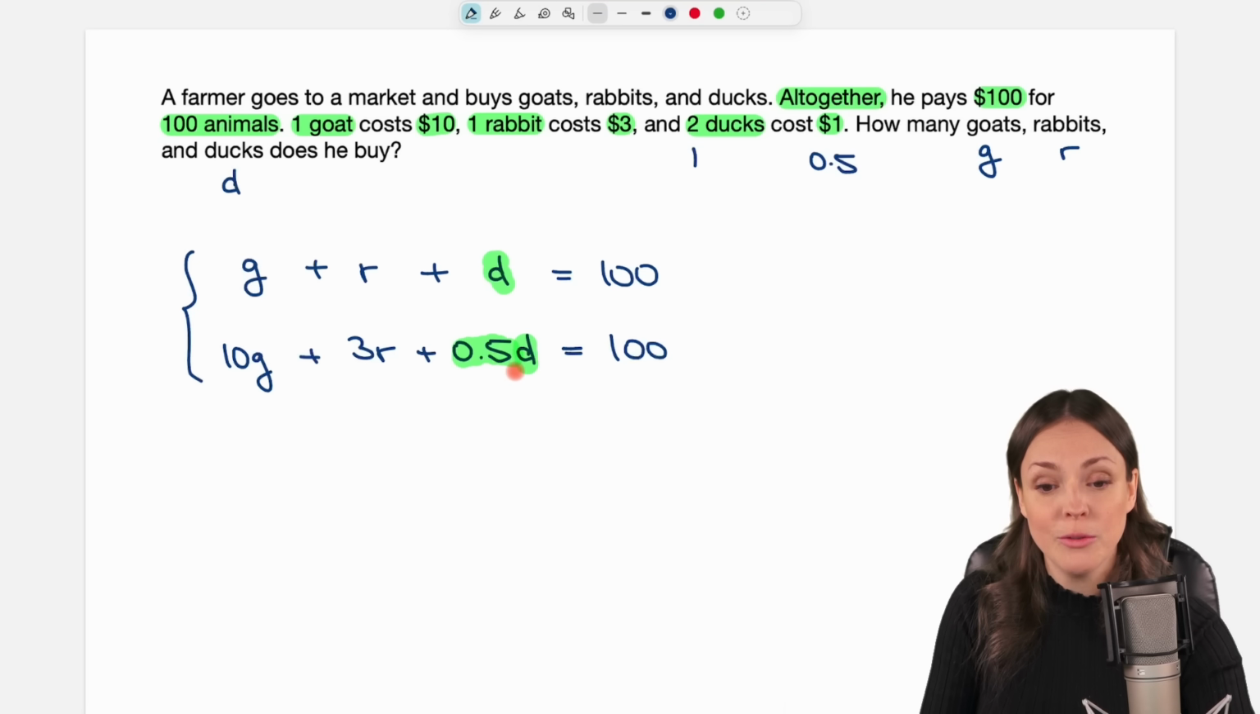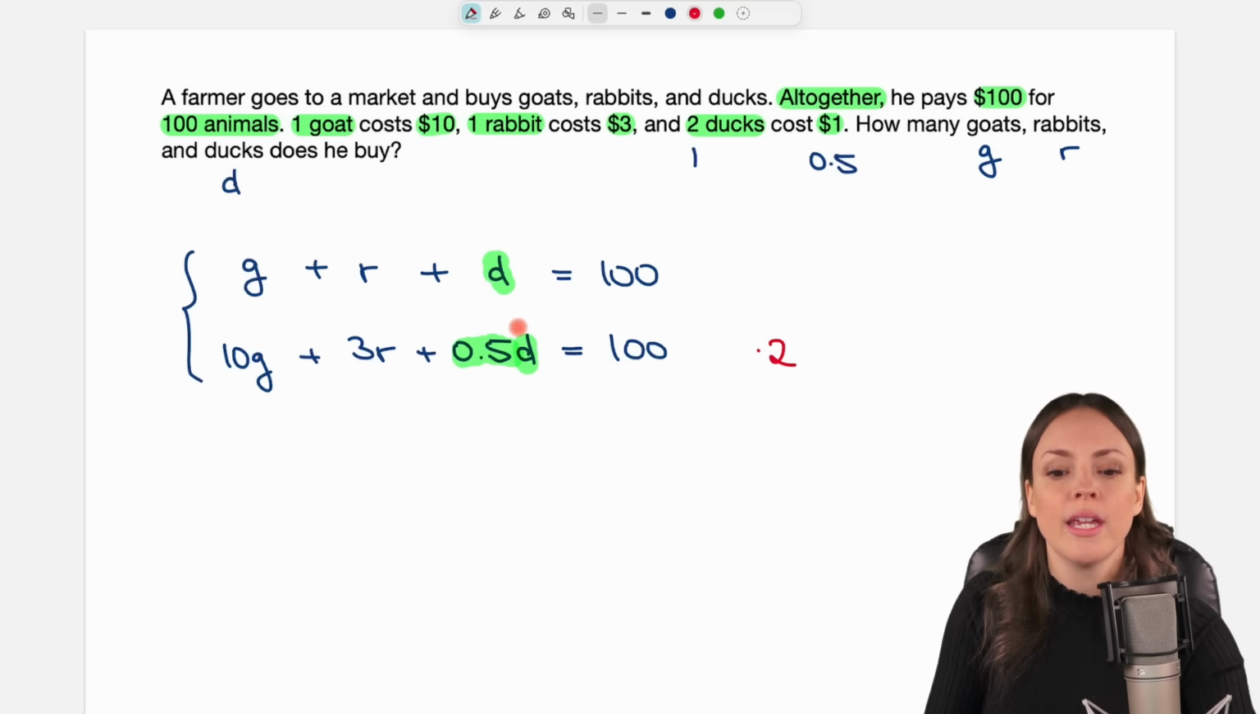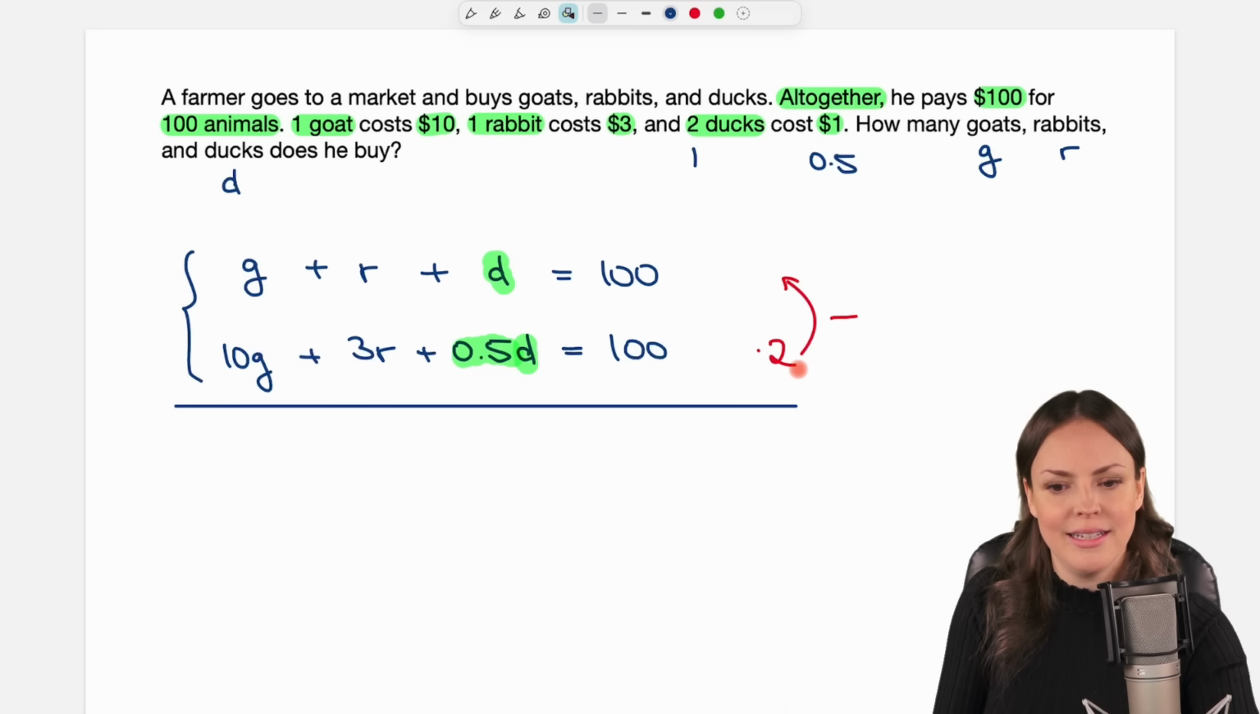To get rid of D, we have to make sure that we have the same amount of D's here and here, which is not yet the case, but if we multiply this equation here by 2, then we have 0.5D times 2, which equals 1D, same amount here. And then we can just subtract both equations, and then D will disappear. So that's the plan. Let's do this.